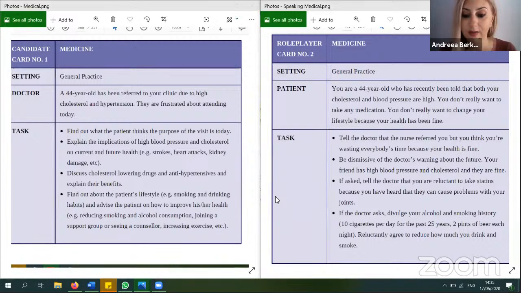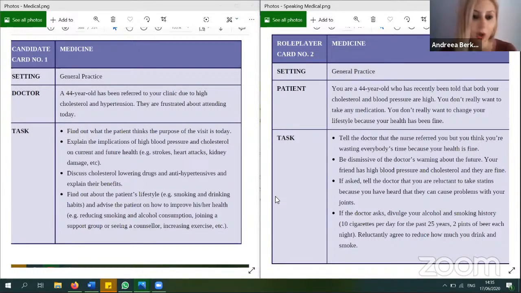And then? Explain the implication of high blood pressure and cholesterol on current and future health: strokes, heart attacks, or kidney damage. Discuss cholesterol lowering drugs and antihypertensives and explain their benefits. Find out about the patient's lifestyle, smoking, drinking habits, and advise the patient on how to improve her health: reducing smoking and alcohol consumption, joining a support group or seeing a counselor, and increasing exercise.